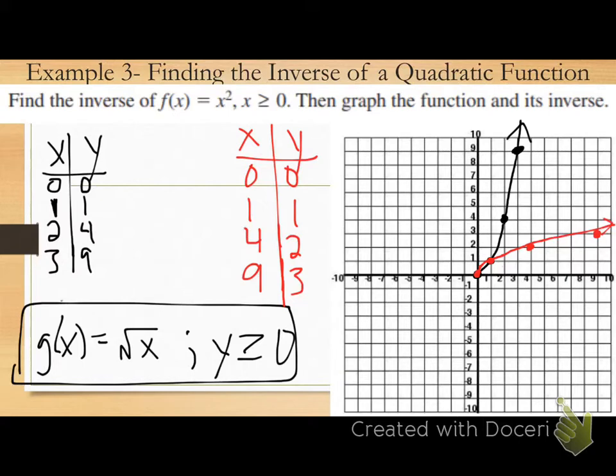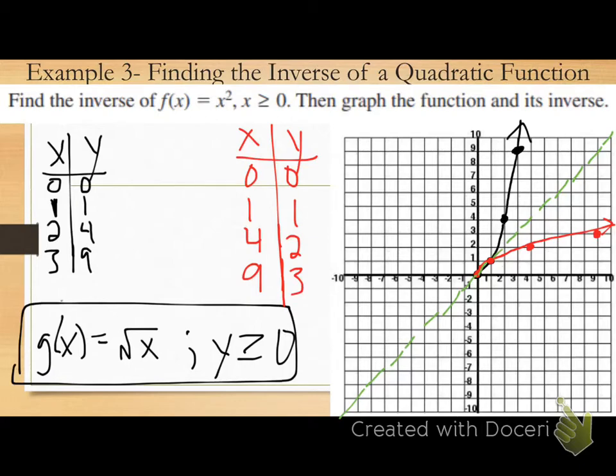There's my inverse function. And if you notice, just like we talked about yesterday, it is reflected over the line y equals x. Does everyone see that? Any questions about the inverse of a quadratic? Find it the same way as we did yesterday. Switch x and y. Solve for y. We good with that?